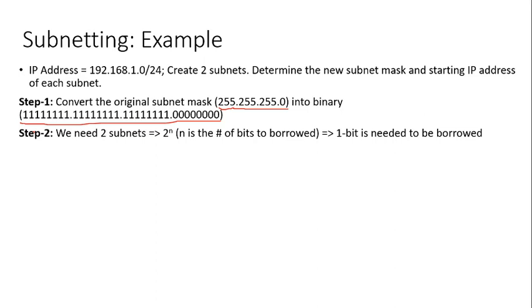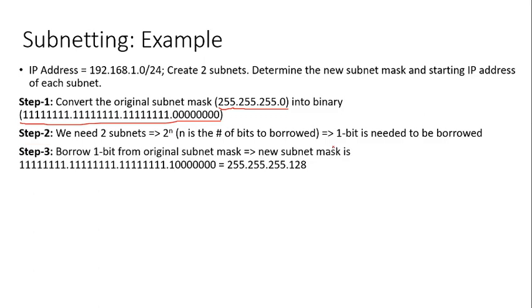Now the requirement is that we have to create two subnets, so we have to determine the number of bits that are to be borrowed. The formula for the number of subnets is 2 raised to power n, where n is the number of bits to be borrowed from the host part. In this case we need two subnets, which means 2 raised to power 1, so one bit has to be borrowed from the host part. We have identified the number of bits in the second step. If you are creating two subnets, then we need only one bit to be borrowed. If you are creating 4 subnets, then you need 2 bits to be borrowed. In this case we need only one bit.